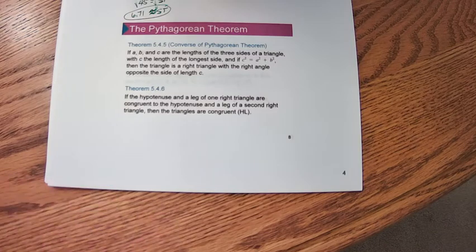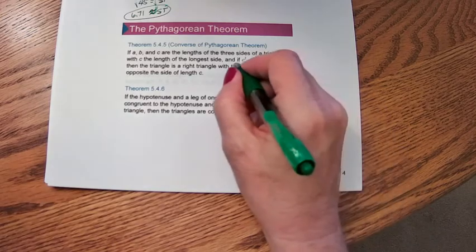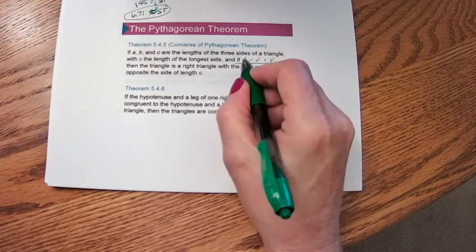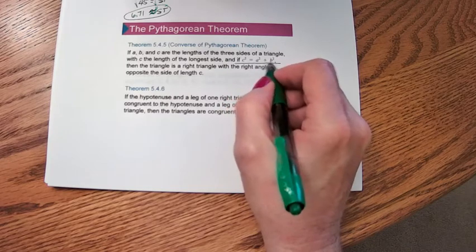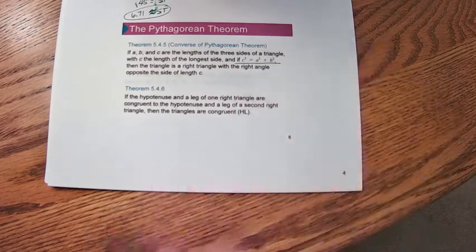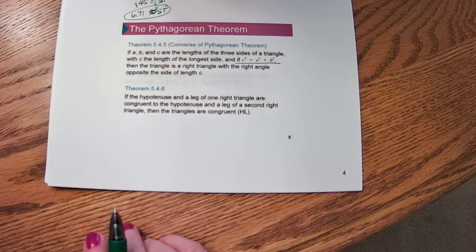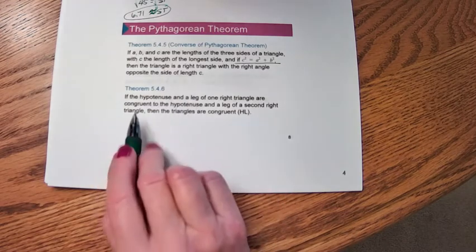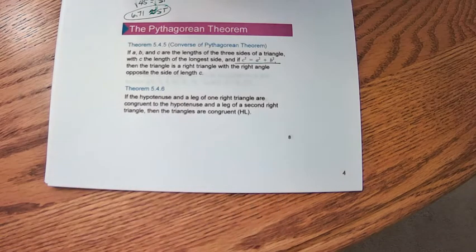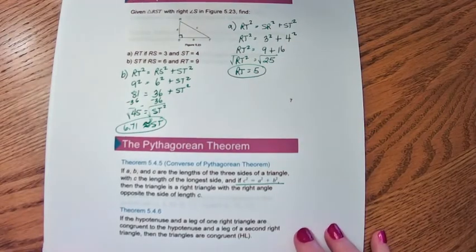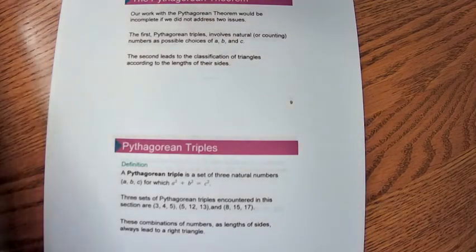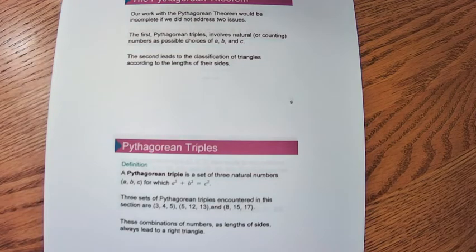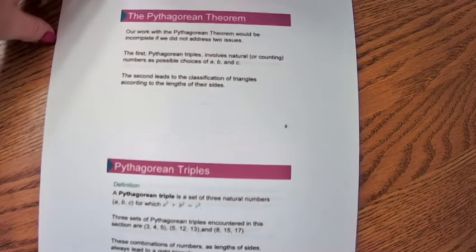So continuing on, this is just stating the Pythagorean theorem that we've already covered. The hypotenuse squared is equal to the square of one leg plus the square of the other leg, only for right triangles. And then a reminder that if the hypotenuse and leg of one right triangle are congruent to the hypotenuse and leg of a second right triangle, then the triangles are congruent. We've actually covered that already. There's a lot of repetition in this material, but repetition is good. It reminds us there are so many geometry rules that it's always good to have a reminder.